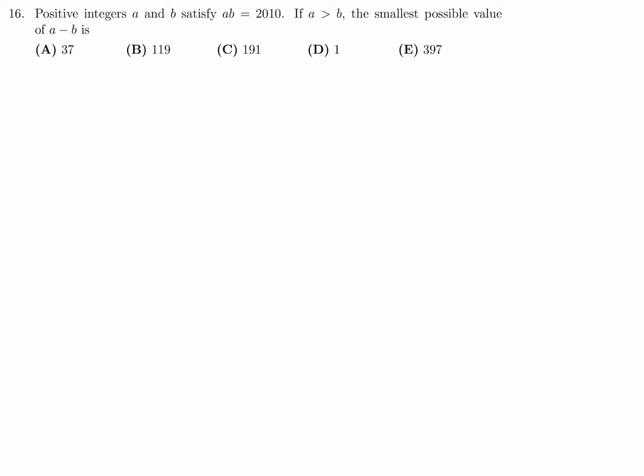Positive integers a and b satisfy a times b is 2010. If a is greater than b, the smallest possible value of a minus b is... a times b is equal to 2010. Now, the best thing to do is to break up 2010 into its prime factors, and that will allow us to sort of select what a and b could be. And the prime factors are 2, 3, 5, and 67.